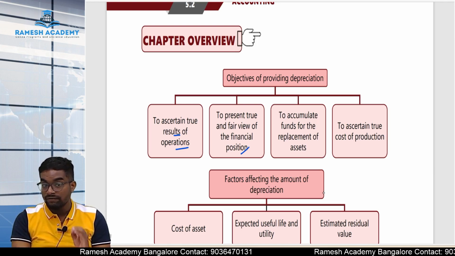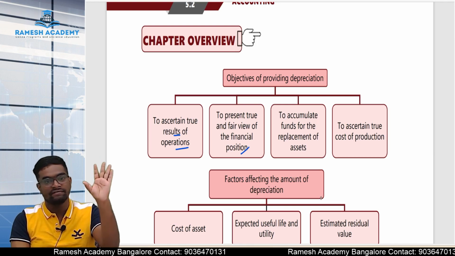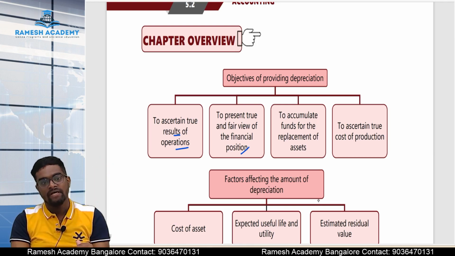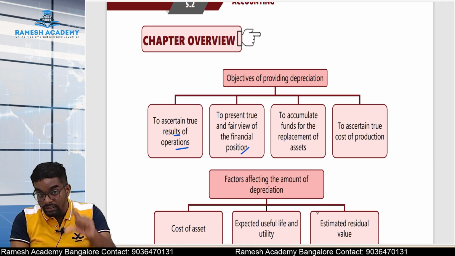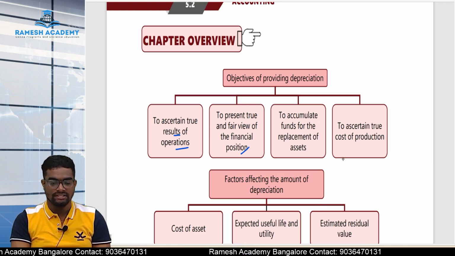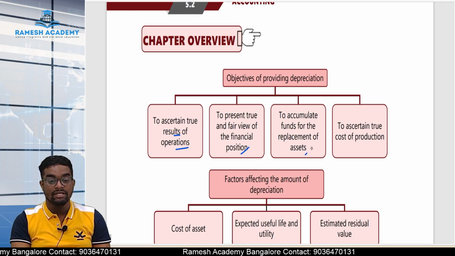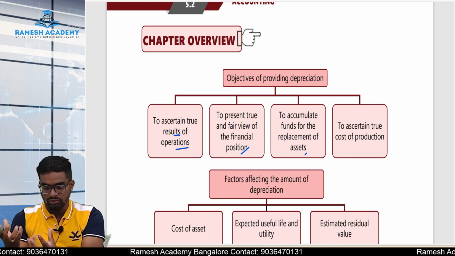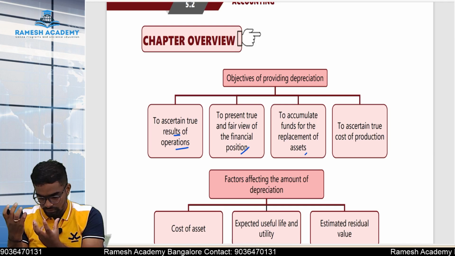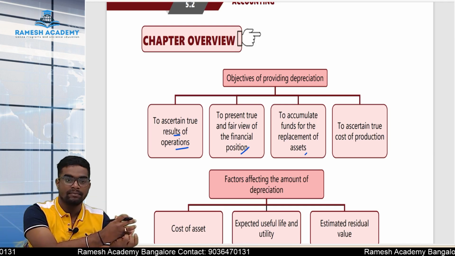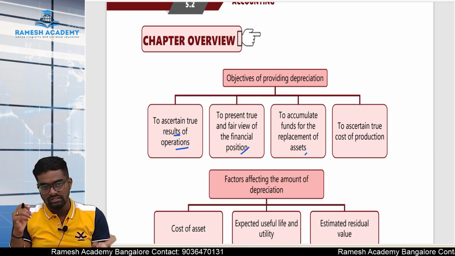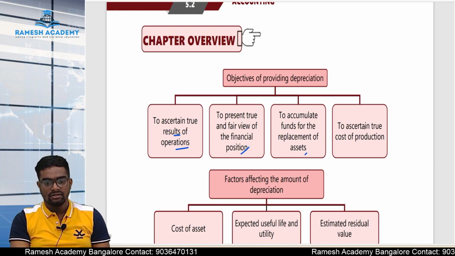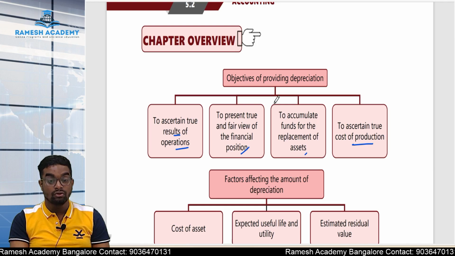So when you purchase a car for 10 lakh, it will not be 10 lakh throughout the life of the asset. Correct? No? Obviously value will come down. So that written down value is known as depreciation. To accumulate funds for the replacement of assets. So what do we do? We accumulate funds, which means we take out the profit. We take out a part of the profit and keep it in a reserve to purchase a new asset for replacing the existing asset, to ascertain the cost of production, true cost of production.